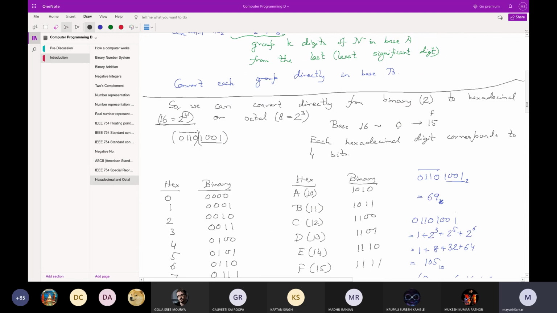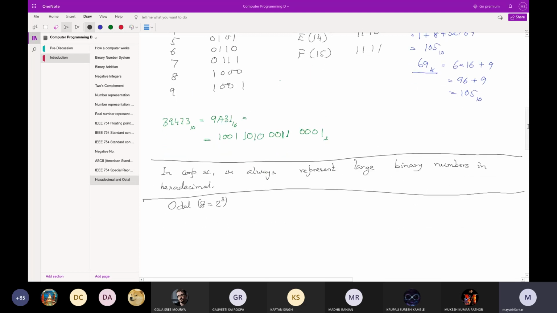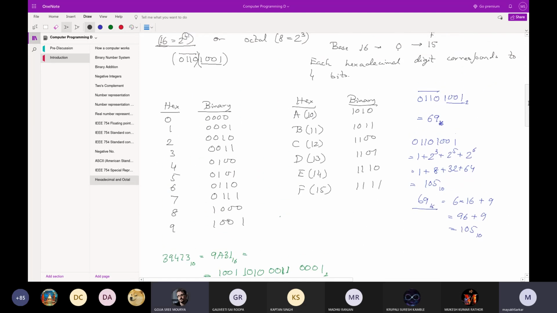And the fact is, octal is the third power of 2. So the concept is exactly the same. Just you have to take 3 bits.